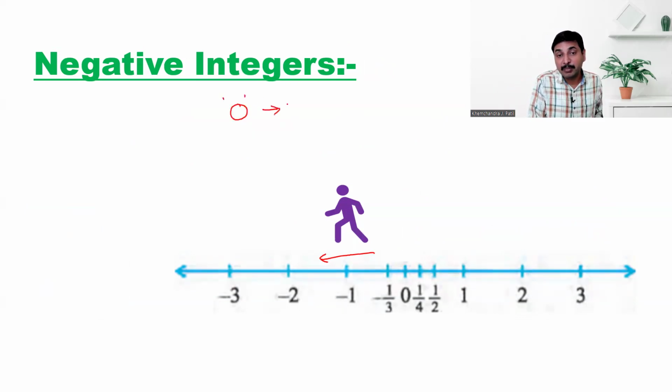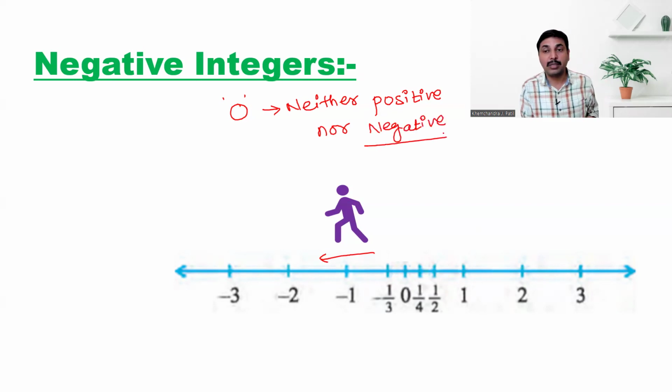0 is neither positive nor negative. This is very, very important. 0 को कोई भी साइन नहीं है. 0 is neither positive nor negative. On the right side of 0, all numbers are positive. On the left side of 0, all numbers are negative.